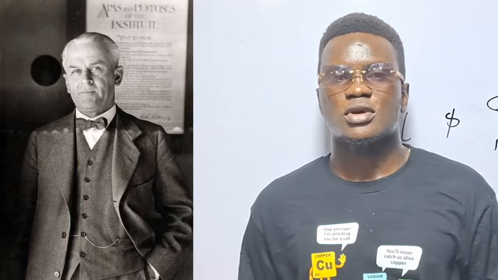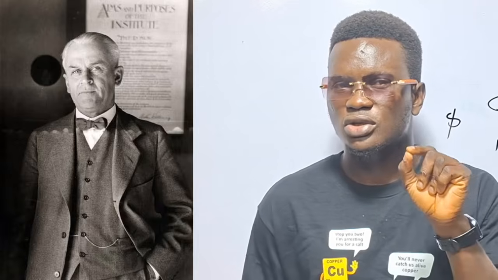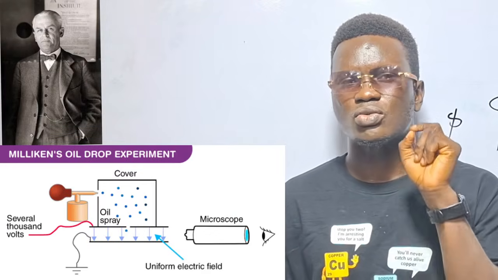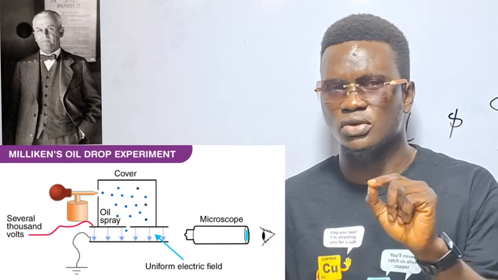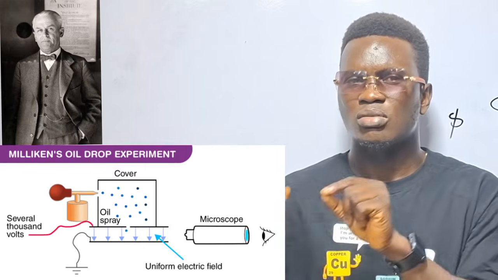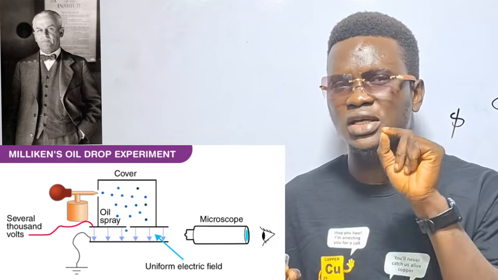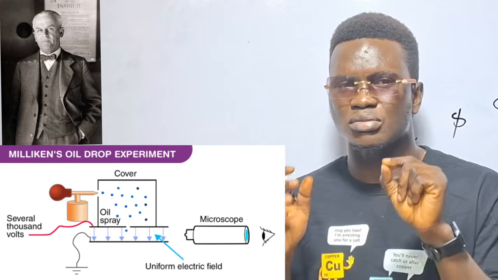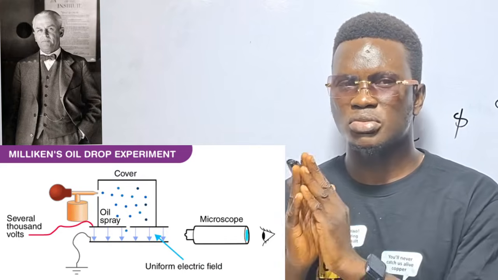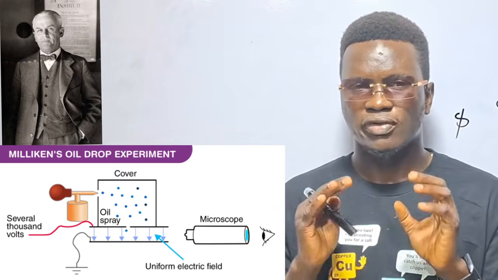The next person to talk about is Robert Andrew Millikan. Robert Andrew Millikan discovered the charge of an electron. Don't get this wrong. If they ask you who discovered the charge to mass ratio, that is J.J. Thomson. But if they ask you who discovered the charge of an electron, that is Robert Millikan. Robert Andrew Millikan discovered the charge of an electron.